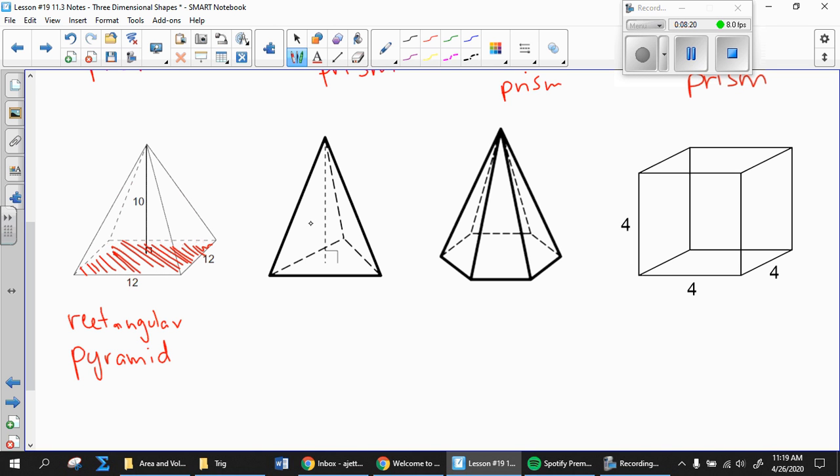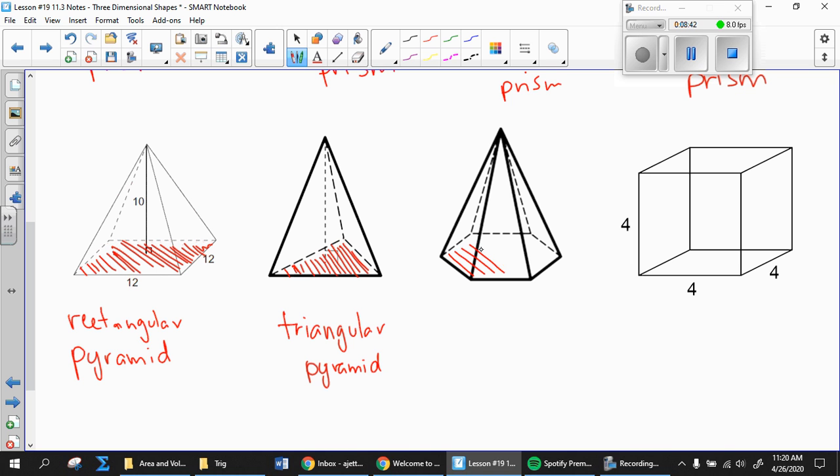Here, these get a little tricky because all of the faces are triangles. So really, we just choose whichever triangle we want as our base. So I'm going to choose this one here. All the other ones are triangles. So again, it's a pyramid. So it's going to be a triangular pyramid.